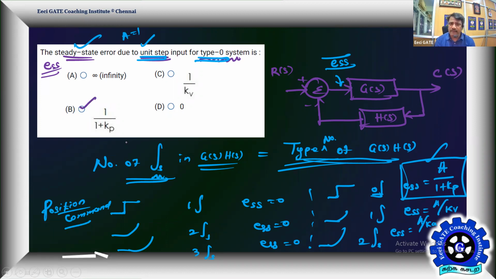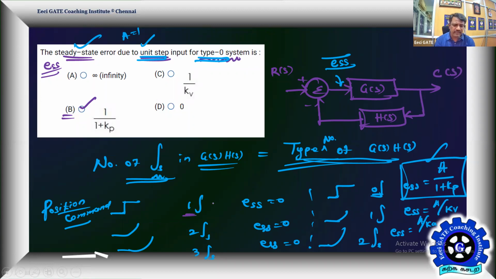Maybe by habit you will remember this. So straight away people will give the answer within 20 seconds. You can read and complete this kind of problems. That is the correct answer, 1 by 1 plus Kp. So type 0 error exists, type 1 error is 0. So going by this logic, given the logic for minimum integrators, a step input needs a minimum of one integrator, that is a type 1.